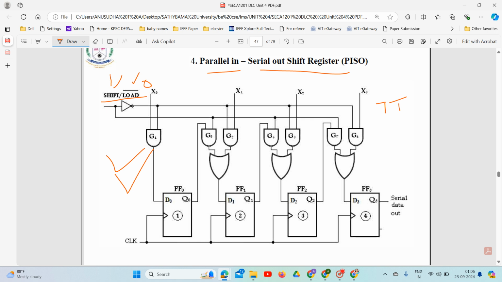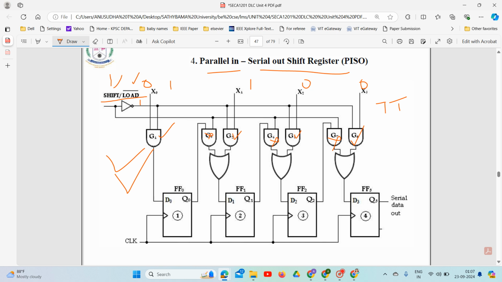So whenever shift/load is 0, we get at the output of the inverter a 1. That 1 is transmitted to the AND gates G1, G2, G3, G4. We are enabling the AND gates G1, G2, G3, G4, right? So we are disabling G5, G6, G7, right? So now we are feeding the data to each flip-flop through the gates G1, G2, G3, G4, right?